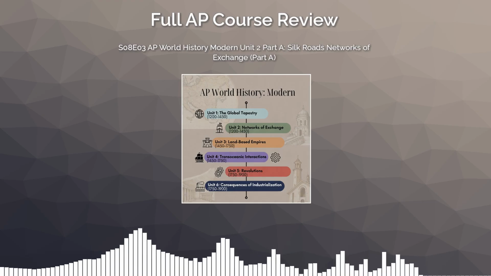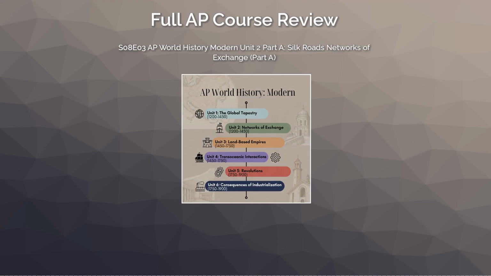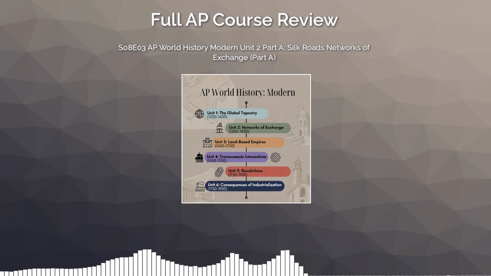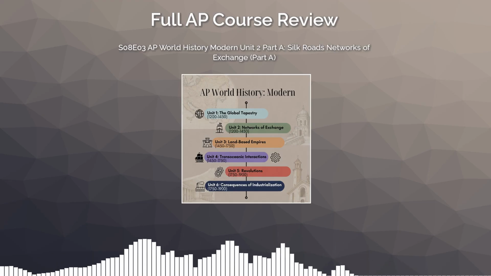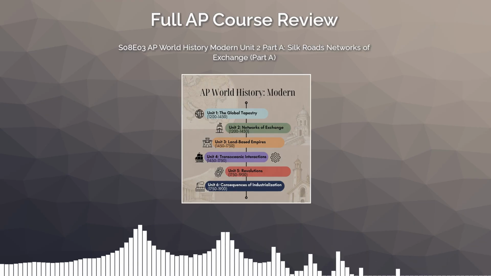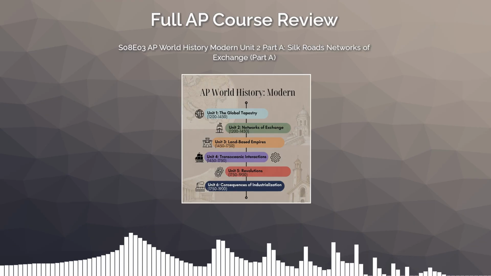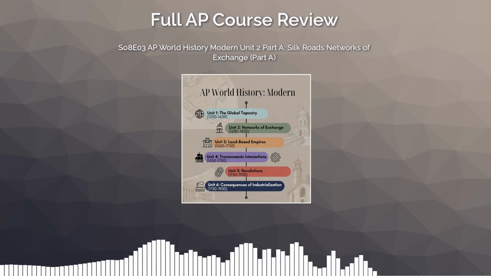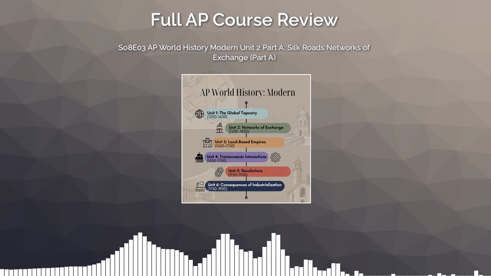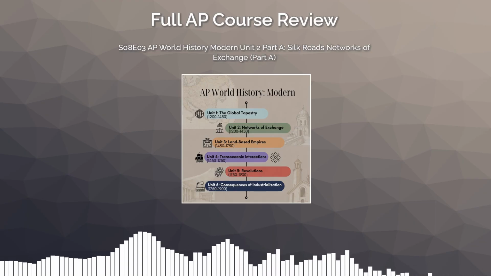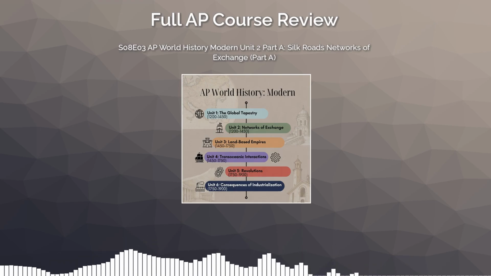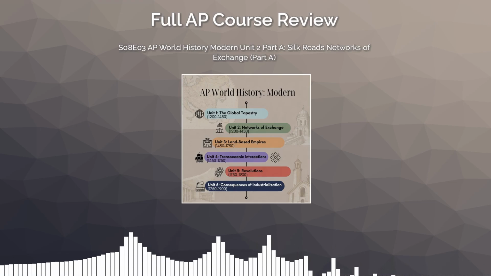The Pax Mongolica and trade networks. Here's the concept that ties this section back to Unit 2's central theme. After the violence came the Pax Mongolica, the Mongol peace. Once you control an enormous swath of Eurasia from China to Eastern Europe under a single authority, even a fractured one, trade becomes dramatically safer.